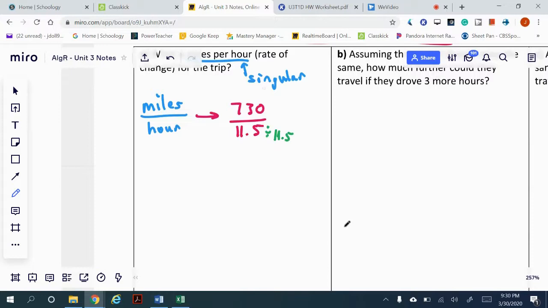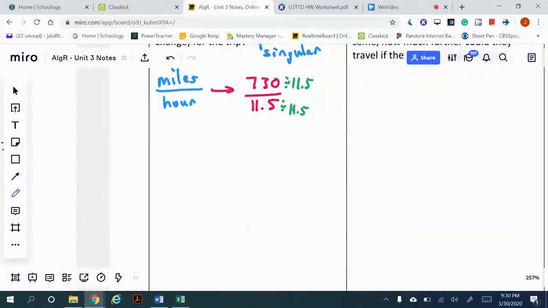Well, we remember our rule in a fraction. Whatever we do to one part of the fraction, we have to do to the other. So I'm essentially dividing both the top and the bottom by 11.5. So just take your calculator and do 730, as I'm doing here, divided by 11.5. And rounding is, guys, a lot of times this is going to be a little bit messy.